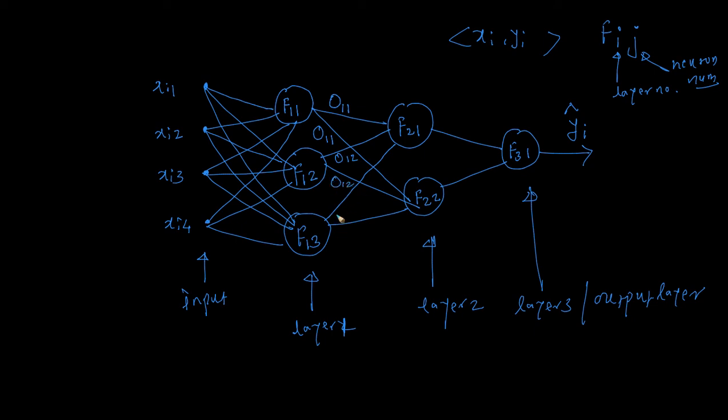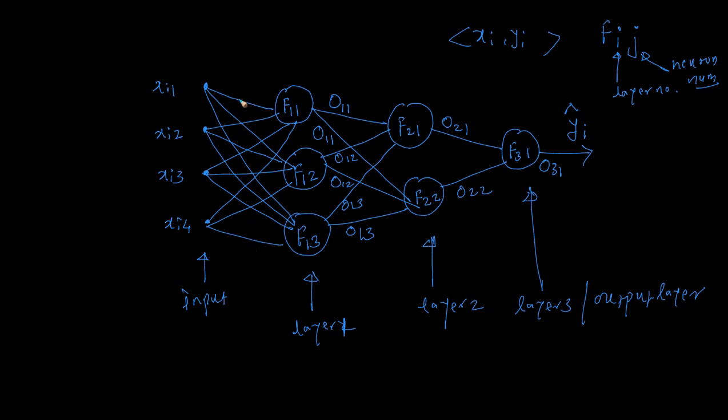Now this line is output of neuron 13, right? So this line is output of neuron 21. This line is output of neuron 22, and this line is output of neuron 31, which is similar to yi hat. Okay, now we have weights here.